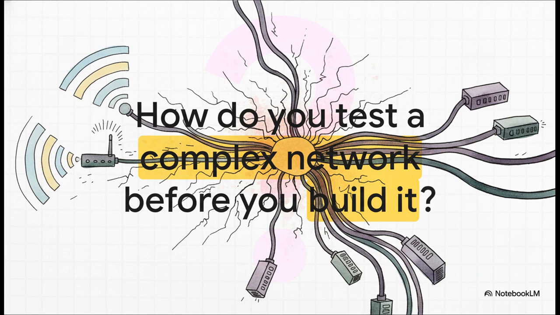Real-world networks are this messy mix of wired and wireless tech, all supposed to play nicely together. How in the world can you predict how they'll actually perform without spending a ton of money on hardware first?